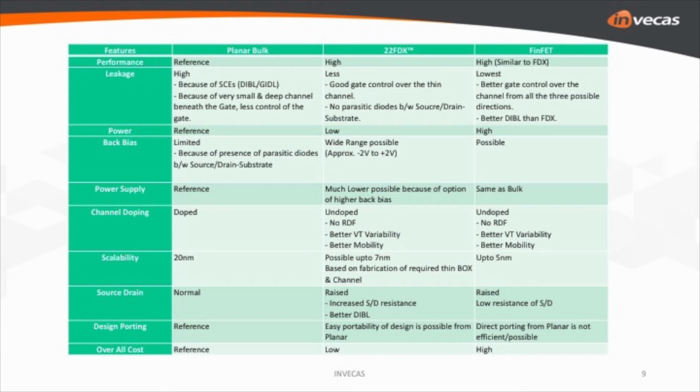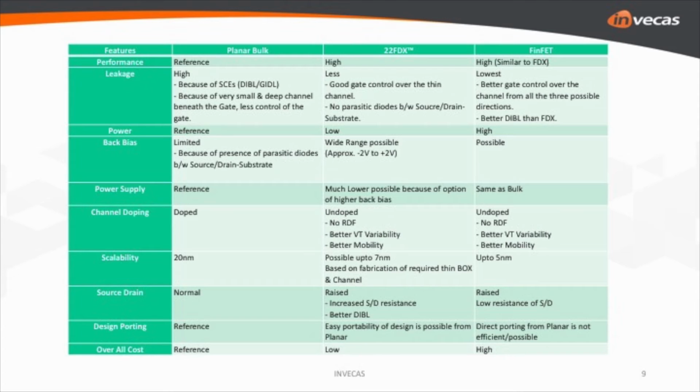Again, when it comes to power supply, we have an obvious advantage for 22FDX over the planar bulk as well as the FinFET process. Here it is much lower because of the option of applying a higher back bias, whereas in planar bulk and FinFET this is simply not possible. So this is a huge advantage that 22FDX offers.